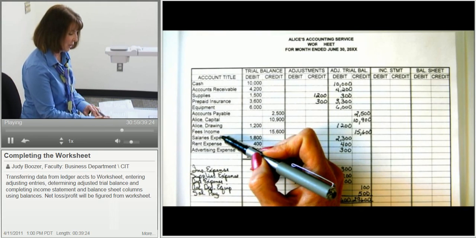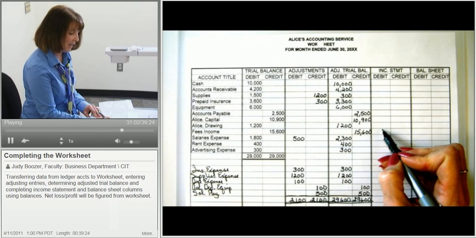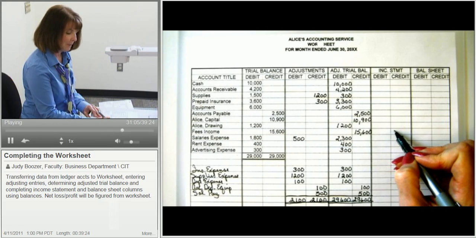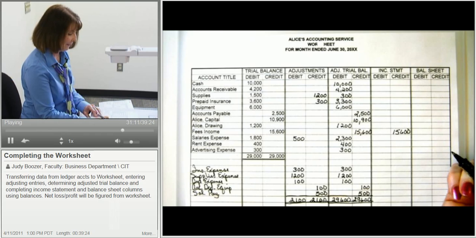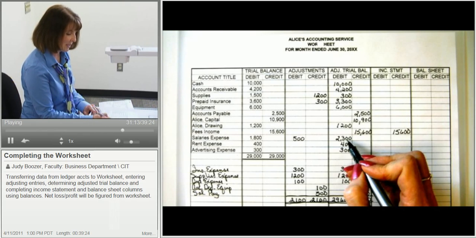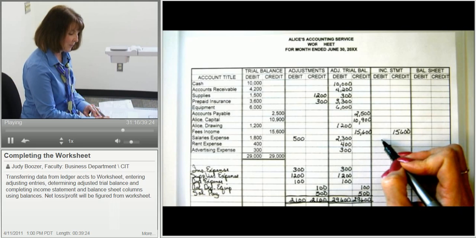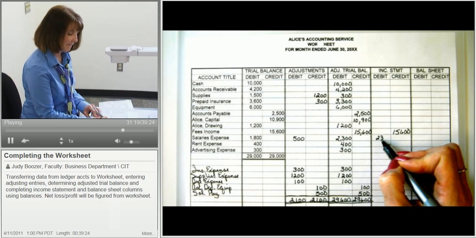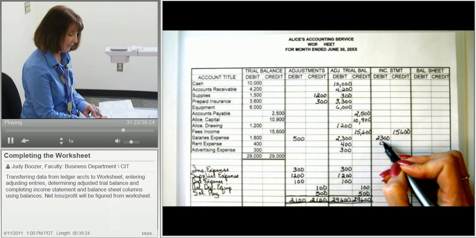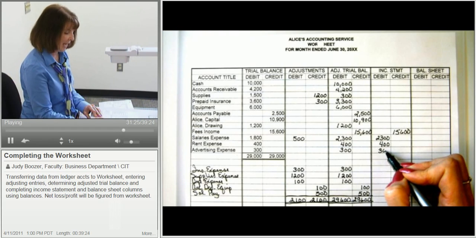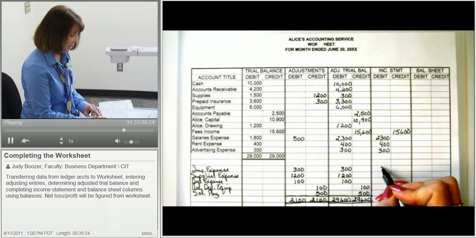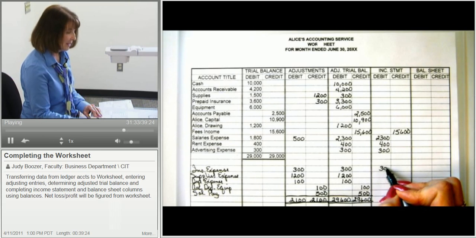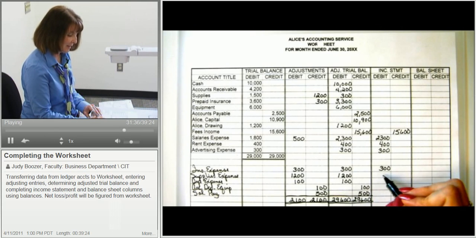So let's go over to your income statement, put in the balance for fees income, make sure it's a credit because revenue is a credit balance account. List your adjusted trial balance amounts for all the expenses. And don't forget to add those added down here at the bottom. So we're going to include insurance expense, supplies expense, depreciation expense.